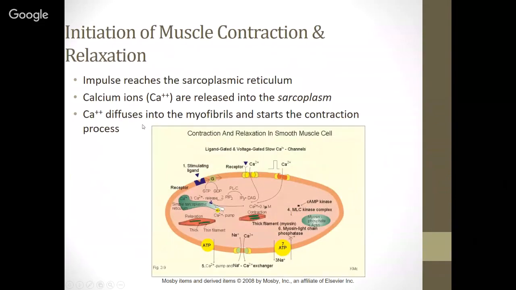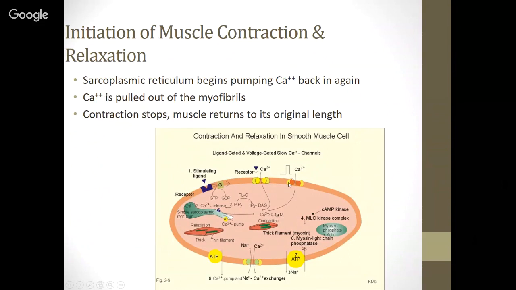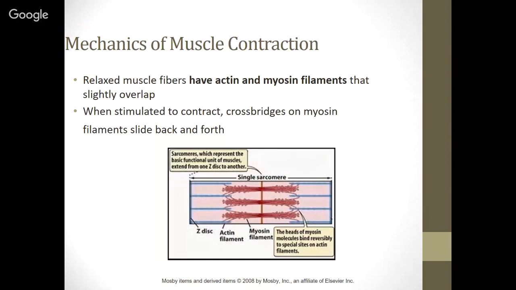So the impulse reaches that sarcoplasmic reticulum within the cell. Calcium ions are released into the sarcoplasm, which is the cytoplasm, and calcium diffuses into the myofibrils and starts the contraction process. Then the sarcoplasmic reticulum pumps the calcium out again, and calcium is pulled out of the myofibrils. Contraction will stop, and the muscle will return to its original length. So a muscle will twitch, contract, and relax. That's the normal way that we will get a muscle contraction.